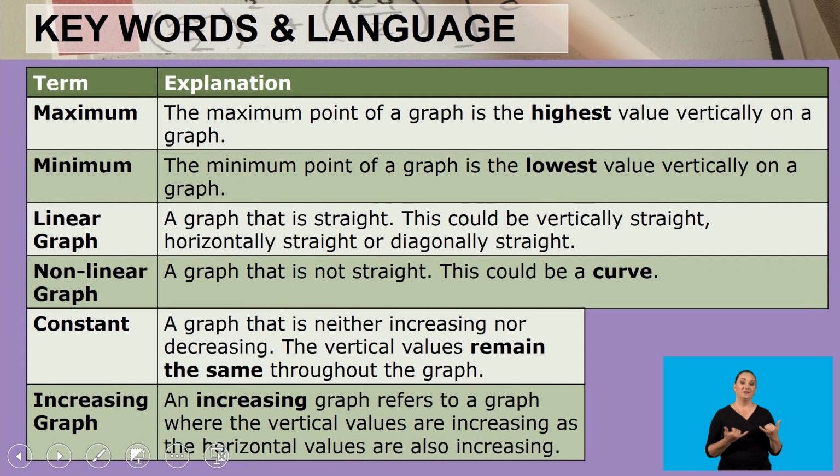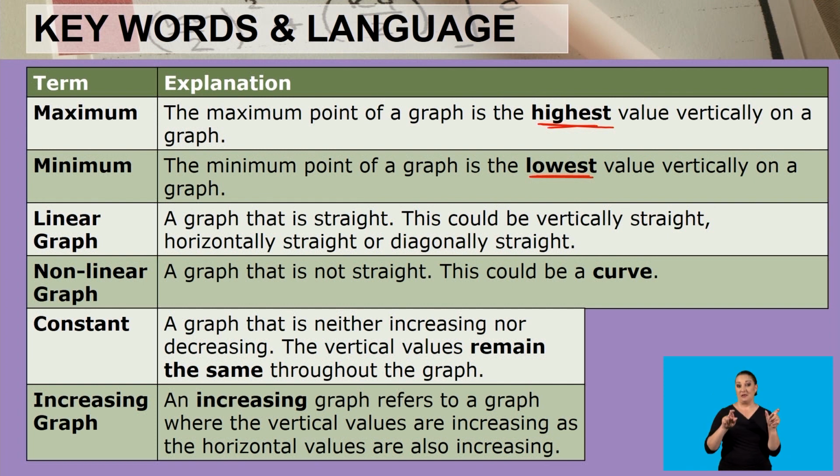Let's look at the keywords that we are going to be using during our lesson. So firstly, we are going to look at maximum. And that is, the maximum point of a graph is the highest value vertically on a graph. And then the minimum point of a graph is the lowest value vertically on a graph.